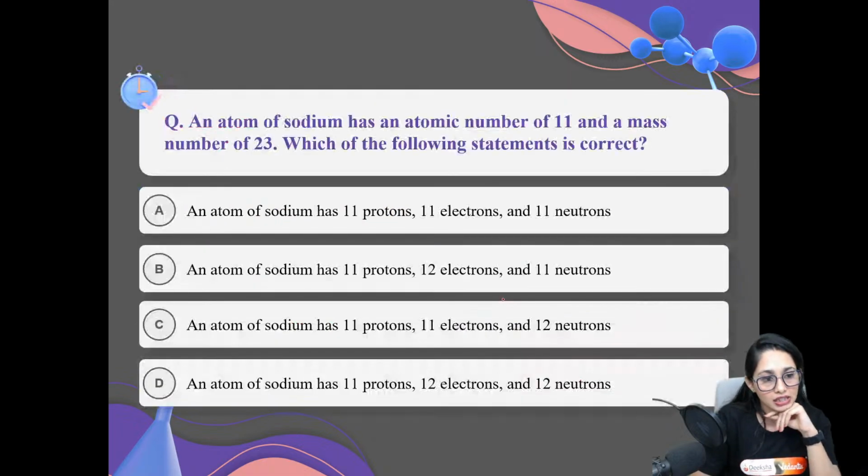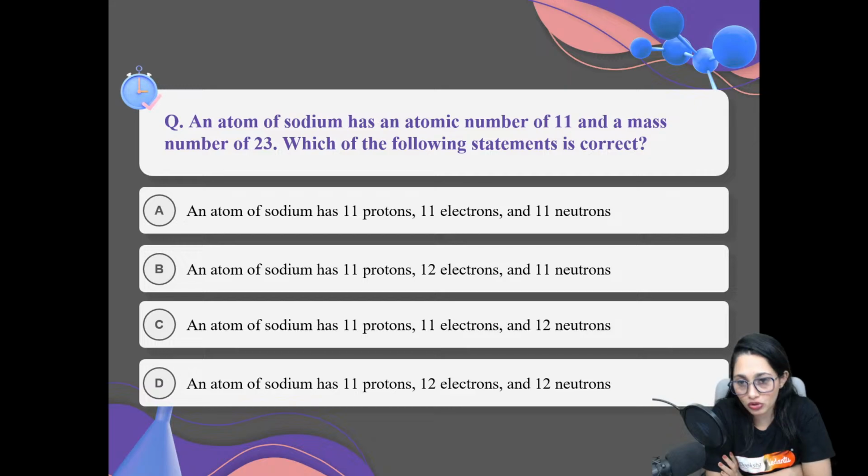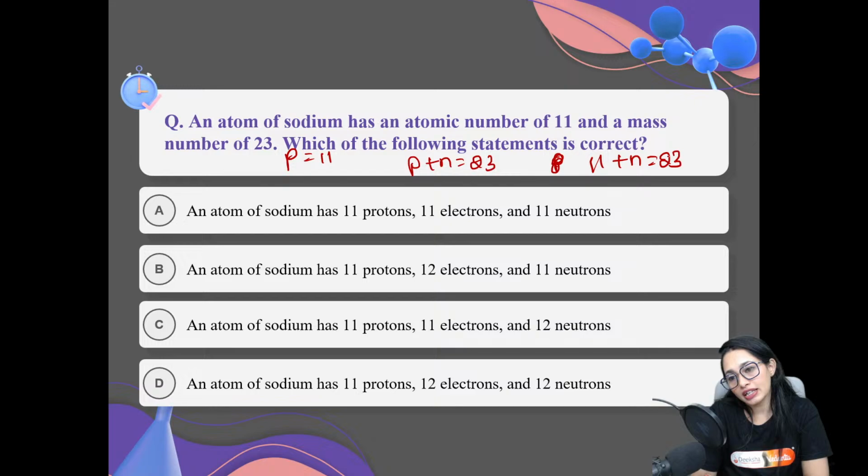Okay, next. An atom of sodium has an atomic number of 11 and a mass number of 23. Which of the following statements is correct? Vignesh, good. Option D was the right answer for the previous one. What about this one? Atomic number is 11, which means that the number of protons is 11. Mass number is 23, which means that protons plus neutrons are 23. So 11 plus n is equal to 23.